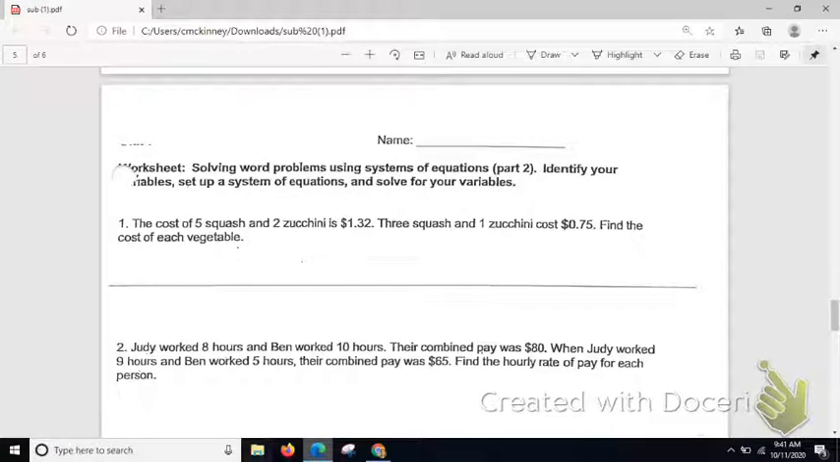Hello, these are the second set of word problems that go along with systems. All right, so this is word problems part 2. And why oh why that was ever the color I was using, I don't know. But anyway, this is word problems part 2. These are still involving systems of equations.